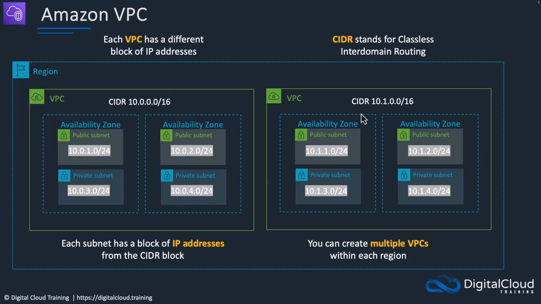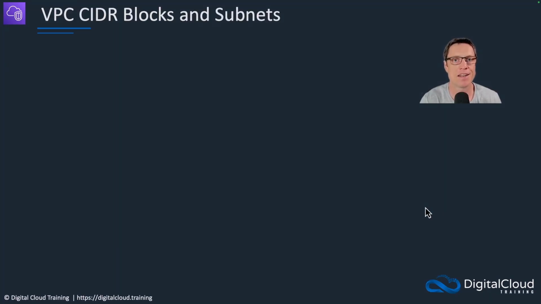On the right-hand side, I have another VPC. It has a different CIDR block. It's 10.1.0.0 rather than 10.0.0.0, also with a 16-bit subnet mask. And then I can create my subnets within that CIDR block from that overall address block. So now I have subnets 1.1, 1.2, 1.3, and 1.4. So let's just go into that in a little bit more detail.